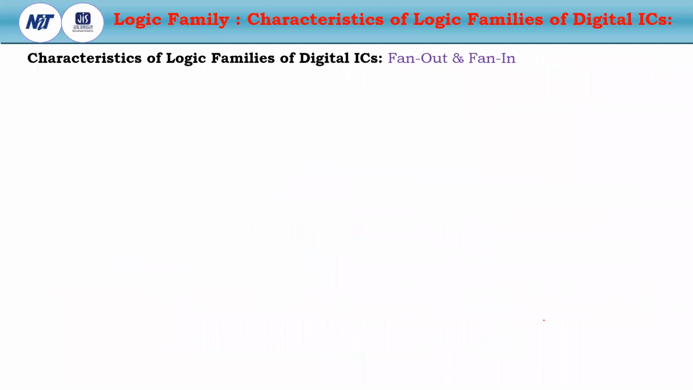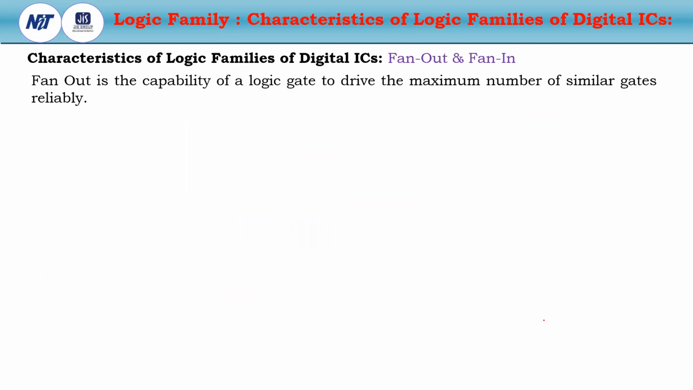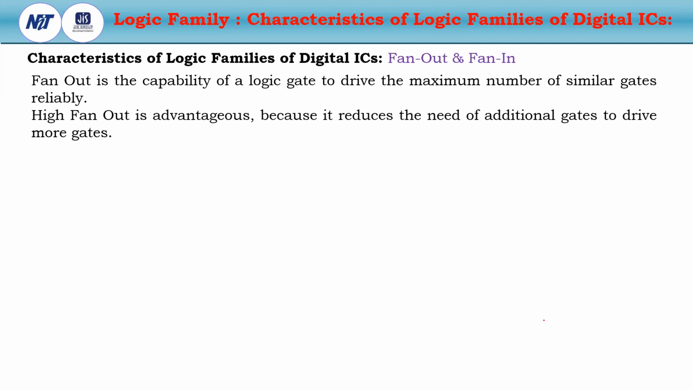So this is very much important. Now this is very important: the fan out and the fan in of a digital IC. Fan out is the capability of a logic gate to drive the maximum number of similar gates at its output. Suppose an AND gate output may drive 4 of the same type of AND gates, then the fan out will be 4.